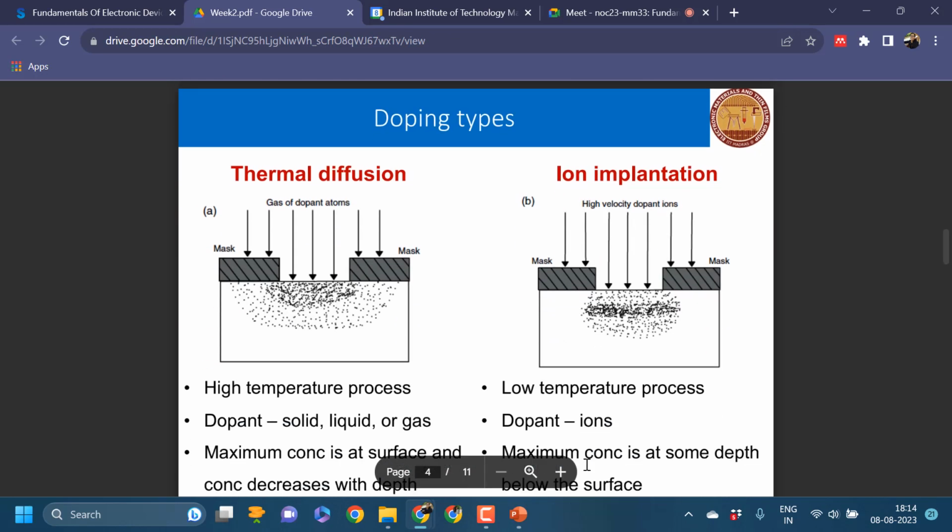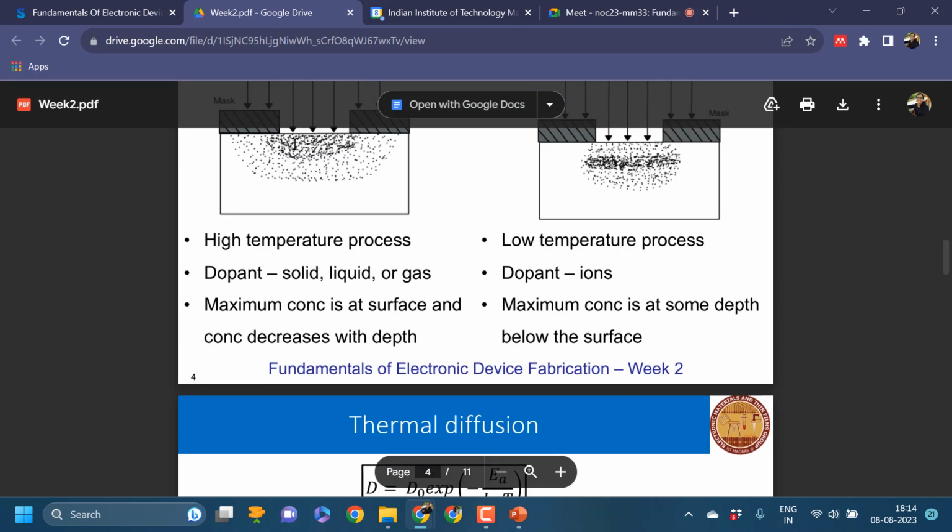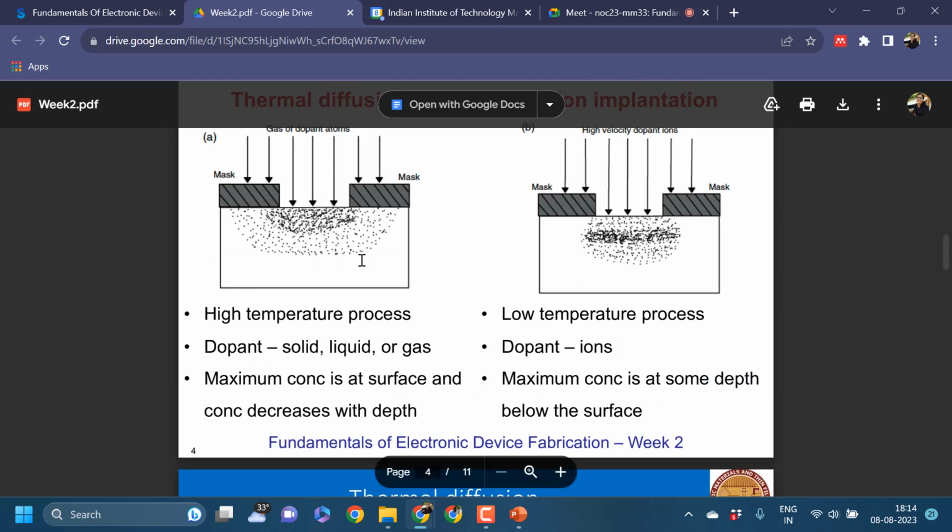Now, the second lecture was on doping, if you remember. In the initial class itself, we had given a light introduction to the different types of doping. One is thermal diffusion and one is ion implantation. Thermal diffusion is a very high temperature process, and we can use either solid, liquid or gas sources for converting them into dopant atoms. Here the maximum concentration is at the surface and it goes on reducing as we go into the substrate. Also, there is a large amount of lateral spread happening here.